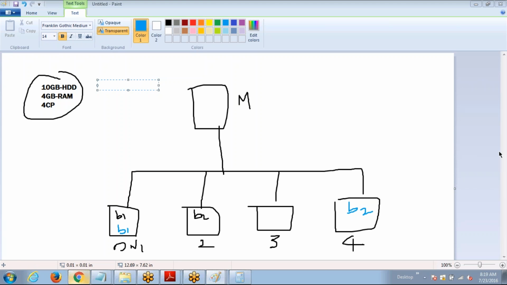Okay, Likita said 40 GB hard drive. Can you tell me why 40 GB, Likita?